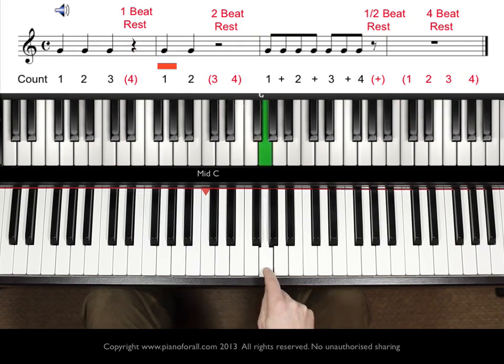Next bar, 1, 2, 3, 4. So that little line above the middle line is a 2 beat rest. Let's have a look at the next one. 1 and 2 and 3 and 4 and. So that period of rest there was a half beat rest. That's that little squiggle. And a 4-beat rest is the little line underneath the 4th line up. That's just, nothing's played in that bar, so it's just 1, 2, 3, 4.